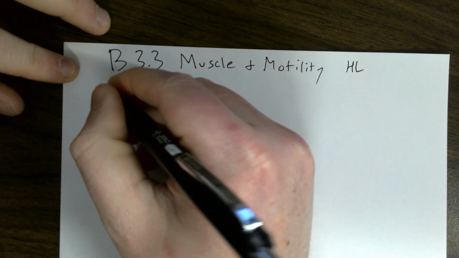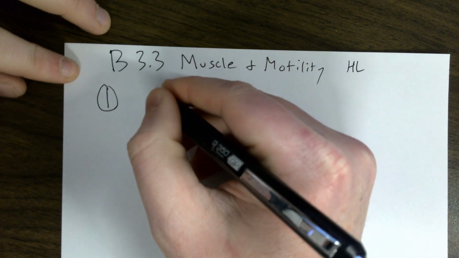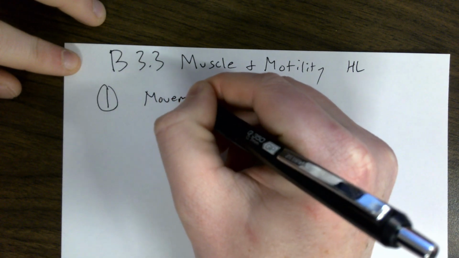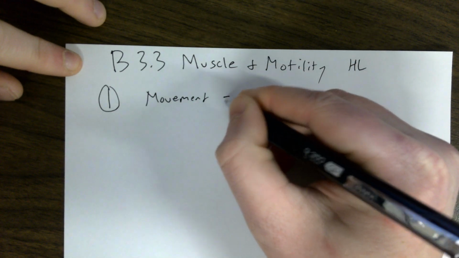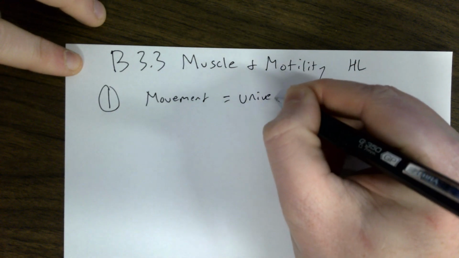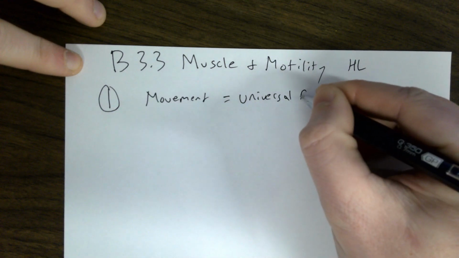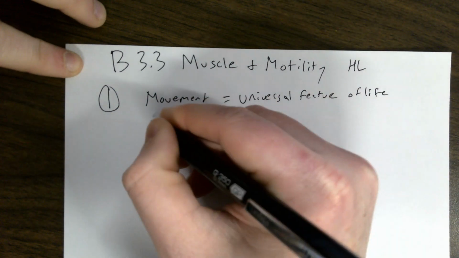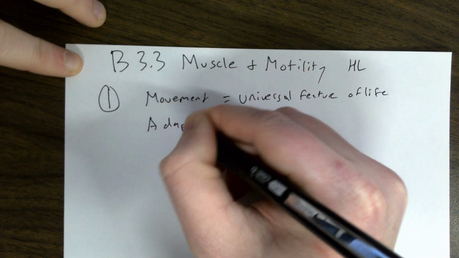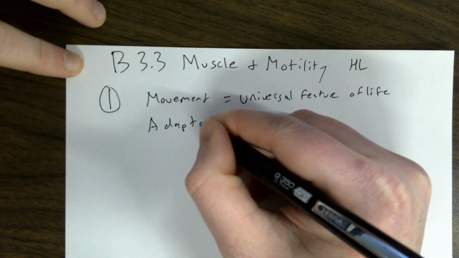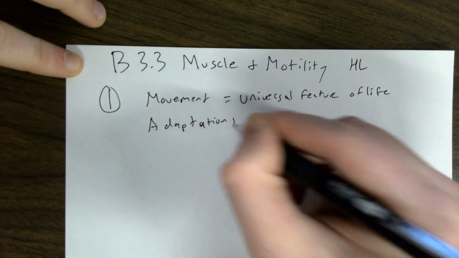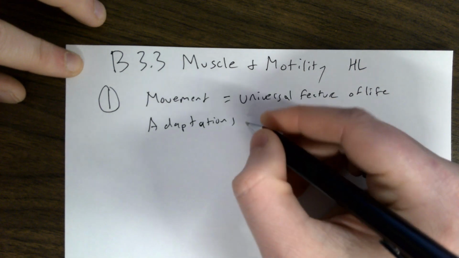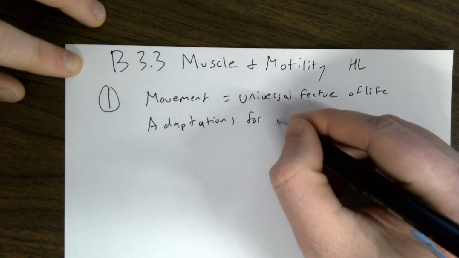Now, Standard 1 says that movement is a universal feature of life. So all living things have adaptations that allow them to move. What that actually means for them depends on the species. And so they have adaptations for movement.